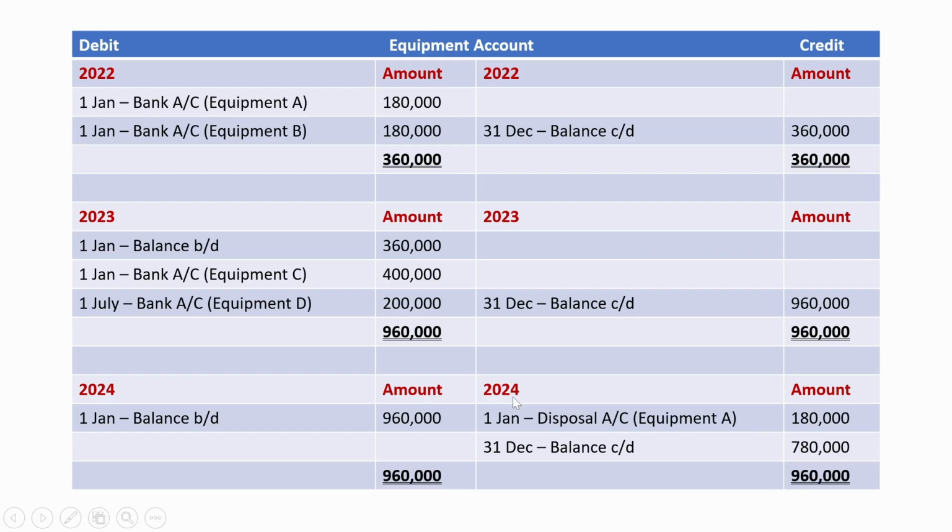So in the year 2024, after you have disposed A, the balance you are left with is 780,000. There were no other transactions in this year, no acquisitions, no other disposals, and that is how we prepare the equipment account. Very easy.